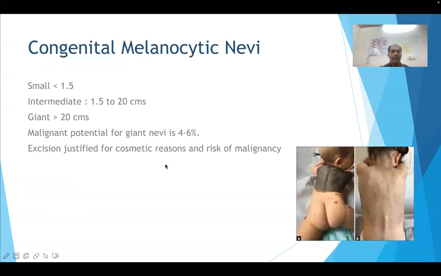Congenital melanocytic nevi can be small, less than 1.5 centimeter in size, intermediate, of size 1.5 to 20 centimeter, and giant, more than 20 centimeter. The giant nevi show a potential of 4 to 6% to convert into malignancies. That can be a squamous cell carcinoma or a malignant melanoma. Excision is justified for cosmetic reasons and the risk of malignancy.